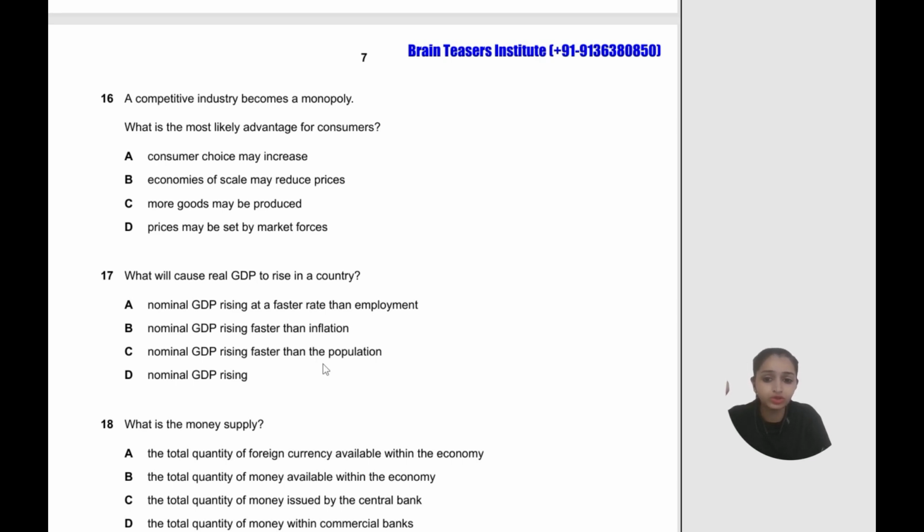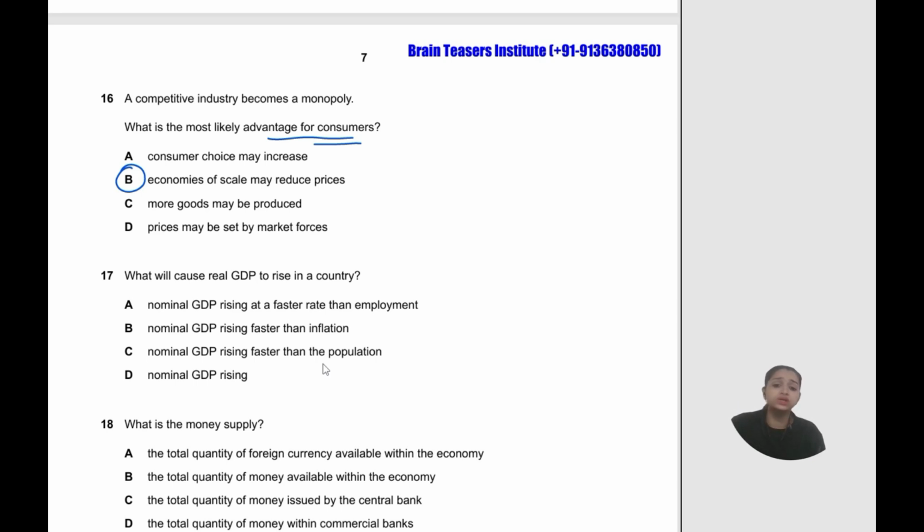B, economies of scale may reduce prices. Yes, this is probably the answer. C, more goods may be produced. Yeah, but this is not an advantage to the consumer, right? D, prices may be set by the market forces. No, a monopolist has the price. He's a price maker here. They have some control over the price setting of their products, right? So B is the answer where the advantages for the consumer could be there.